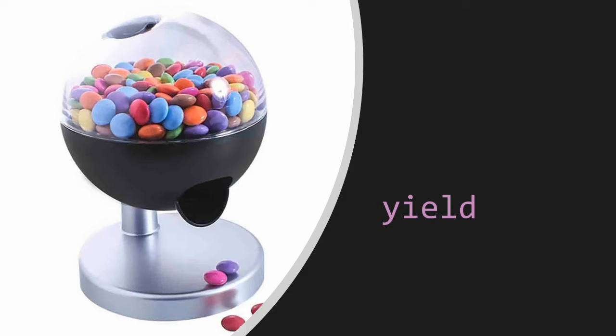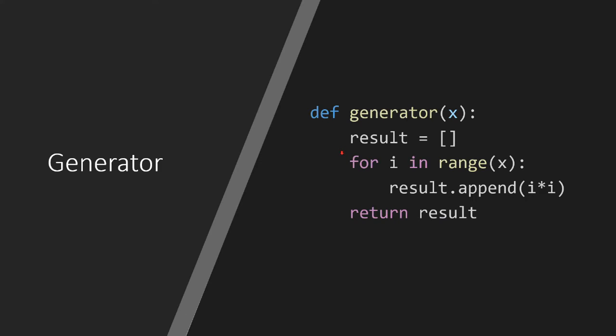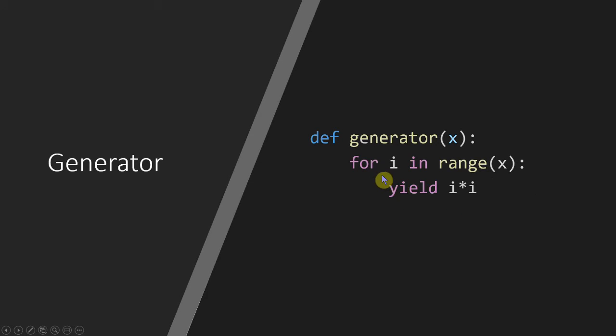So the first thing I want to look at is yield. I like thinking of yield as a sweet dispenser where you keep dropping one out until you're all done. If we take this function, which loops through all the values from 0 to x and puts them in this list result, and then returns it, with yield we can just yield i times i. This is really nice. It gives us back a generator object, but we can easily convert that to a list.